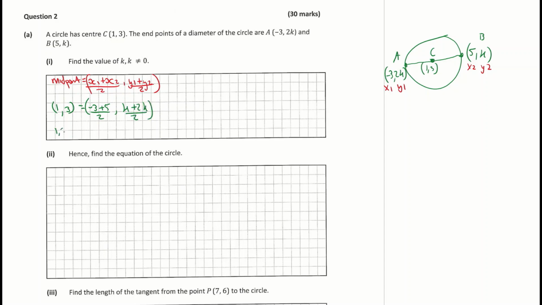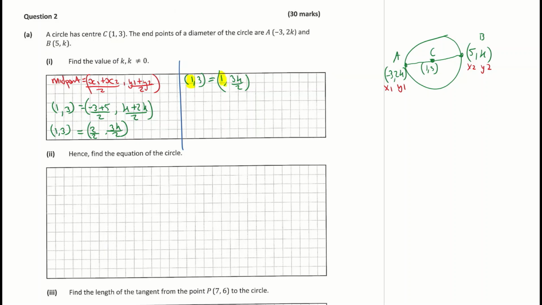Tidying that up, I get 1, comma 3 is equal to 2 over 2, comma 3k over 2. So what does that give me? That gives me my center, 1, 3, is equal to 2 divided by 2, which is 1, comma, 3k over 2. Now you can hopefully see that the x is my 1, and that's equal to 1, so that's verified, that's true.